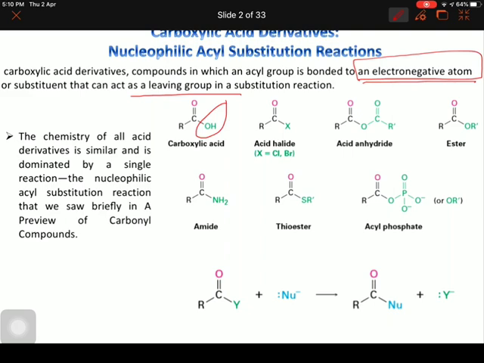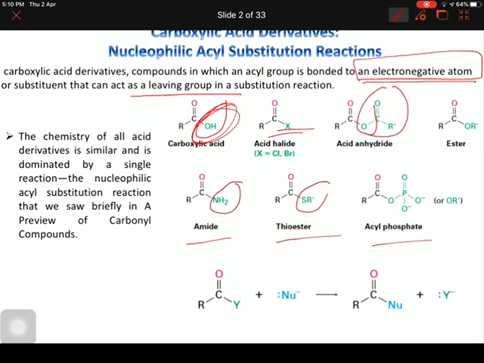Like for example, we are replacing the hydroxyl group with any halogen X to get acid halide, or replacing the hydroxyl group with OR, which is also an electronegative group and a good leaving group, or with amide, thioester. There are different types of carboxylic acid derivative like amide, thioester, ester, acyl thiophosphate. There are many. Anyway, the most important thing in this slide is just replacing the hydroxyl group with an electronegative atom, and that should be a good leaving group.